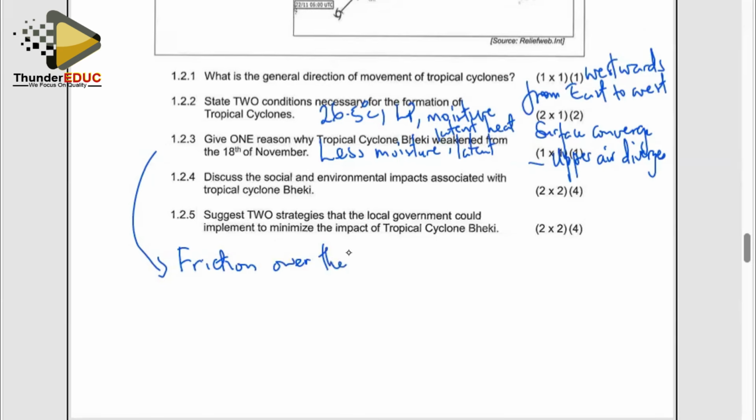If the weather system is moving over the land, automatically it means it's going to be affected by frictional drag, and it is going to weaken. And also, we can talk of high pressure. Remember, this is a low pressure weather system. If it goes to areas with higher pressure, for example, if it reaches places which are cold, it is going to weaken because of the changes in pressure. Changes in pressure are going to affect the strength of the weather system. It is going to weaken. Right.